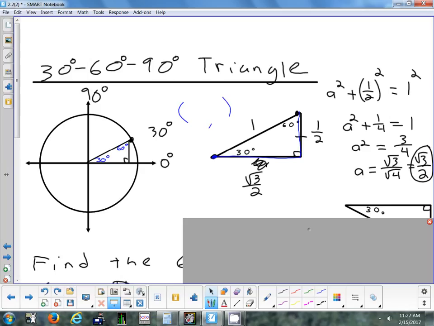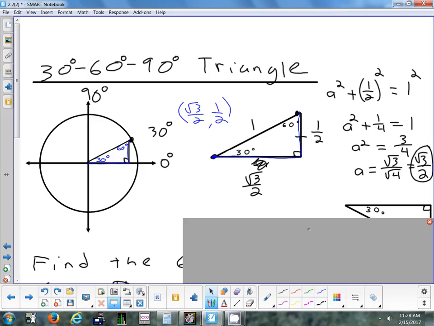Okay, so what would be the coordinate for 30 degrees? Okay, how about Mercedes? See what the coordinate would be? The square root of 3/2. Yep. Comma 1/2. Perfect. That's your coordinate for 30 degrees. We know this side is square root 3/2. We know that side is 1/2.